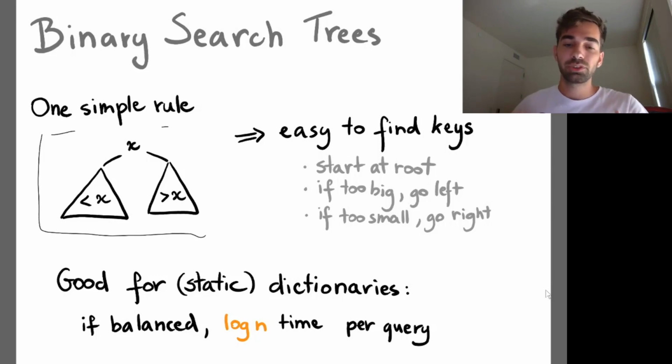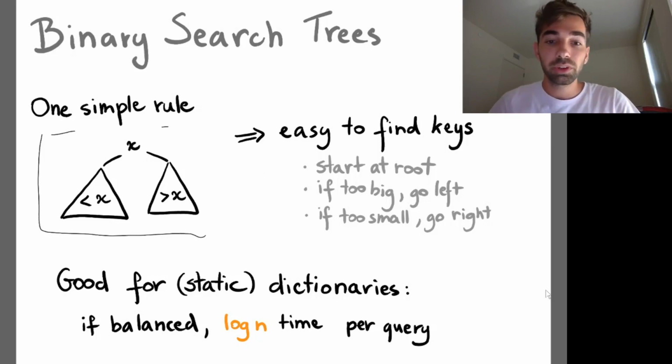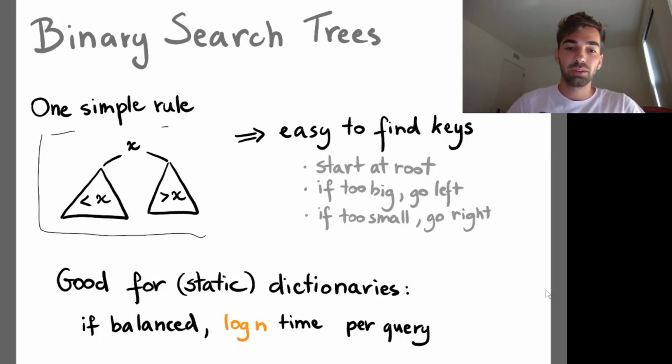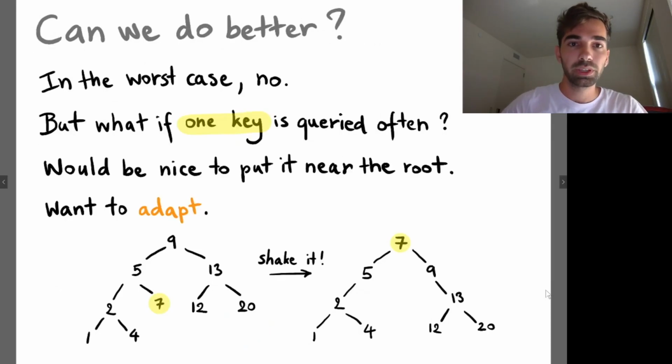And binary search trees, at least the static kind, are very good for static dictionaries, because you can make them balanced at the start of time, and if you make them balanced, then the maximum depth is going to be at most log n, and that means that any query that you might have will be executed in at most log n time. But can you do better than log n? Well, in the worst case, you can't, because there's always going to be at least one node that is at depth at least log n.